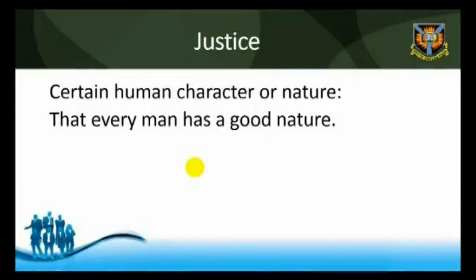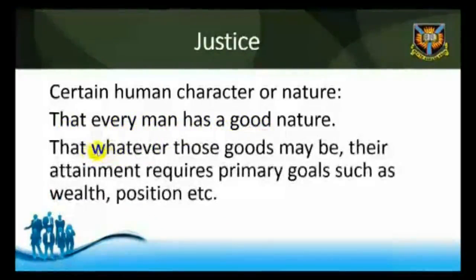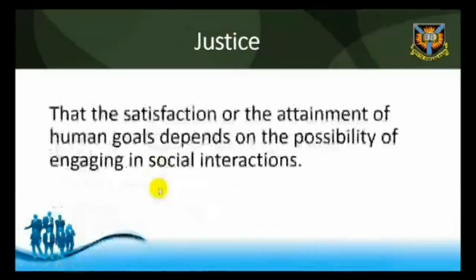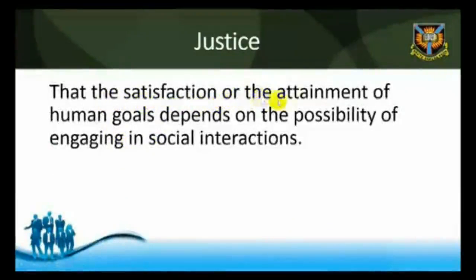For a principle of justice to be beyond reproach, it must take note of certain human character or nature. He stated them as the following: 1. That every man has a good nature. 2. That whatever those goods may be, their attachment requires primary goals such as wealth, position, etc. 3. That the satisfaction or attainment of human goals depends on the possibility of engaging in social interactions.